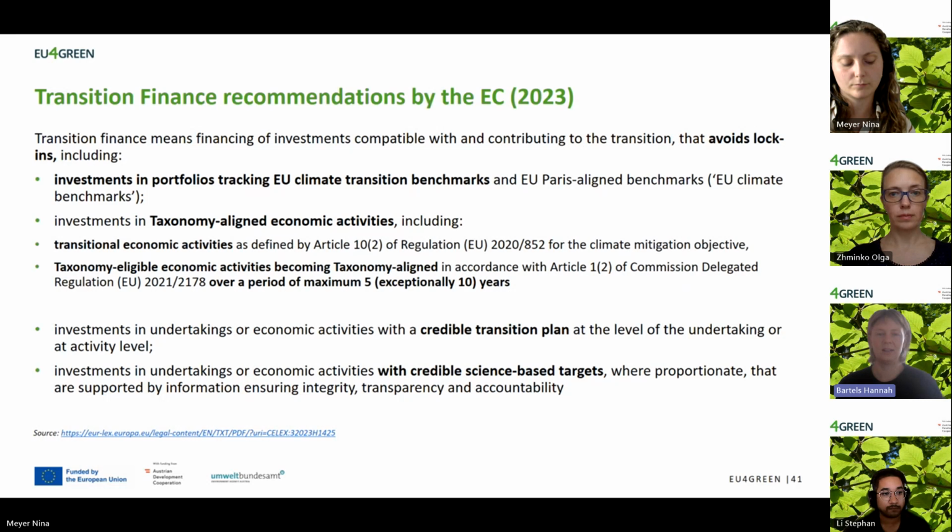Then, of course, the EU taxonomy is also a very important determinant when it comes to transition finance. We've heard it's very much applied to defining what is green finance, but we also see that the taxonomy defines some transitional activities which would be considered transition finance if aligned with the requirements that are rolled out in the taxonomy, as well as certain requirements for taxonomy eligible activities that are not yet aligned, but are going to become so over a certain period of time. It's usually maximum 5 years, but exceptionally also 10 years. So if that is conducted within the allowed period, then this could also be considered transition finance.